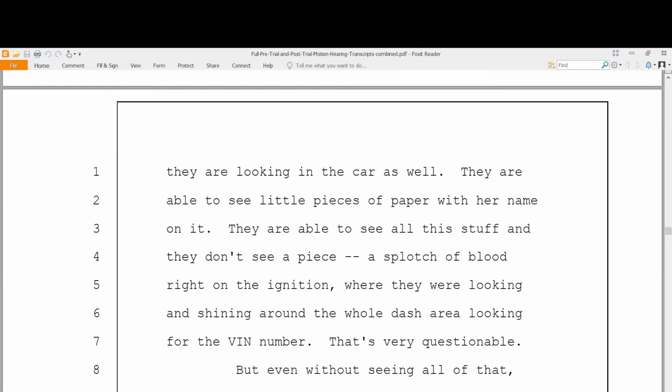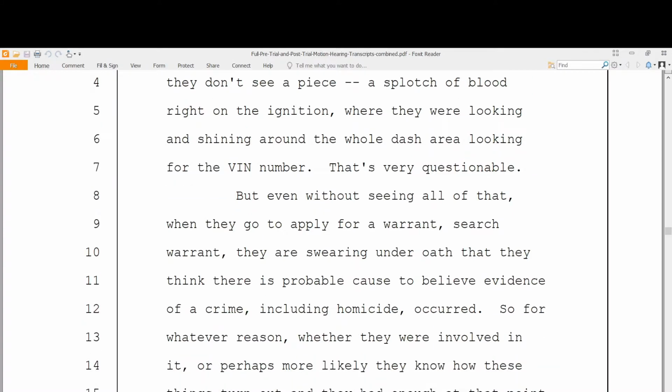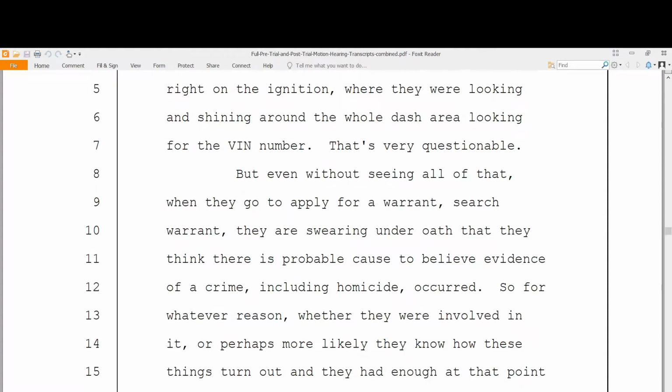They are able to see little bits of paper with her name on it. They're able to see all this stuff, and they don't see a splotch of blood right on the ignition where they were looking, shining around the whole dash area looking for VIN numbers. That's very questionable.